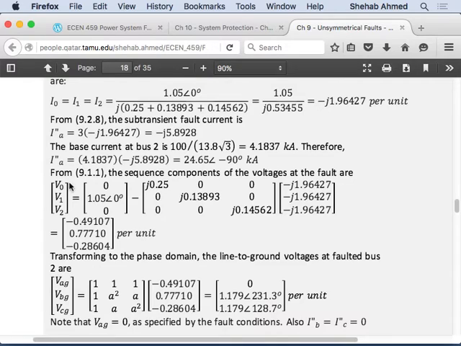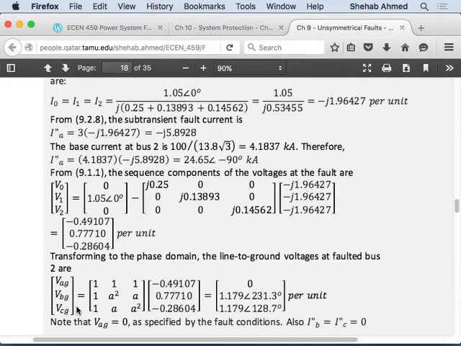And then they calculated the sequence voltages, so we can calculate the phase voltages from there. The sequence voltages, as we said, looking at the circuit: V0 is equal to the negative of the voltage drop across the zero sequence impedance. V1 and V2, as we discussed. So we have the three sequence voltages here. Then you can take your three sequence voltages, multiply by the sequence matrix, and convert them to phase quantities.